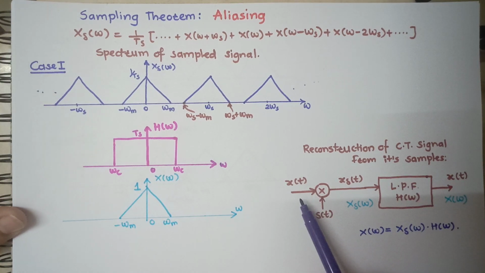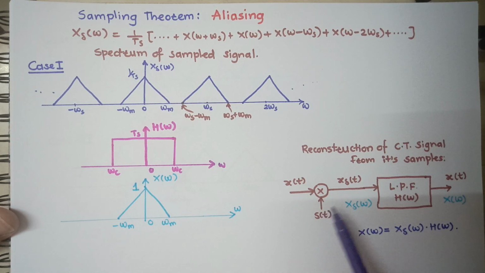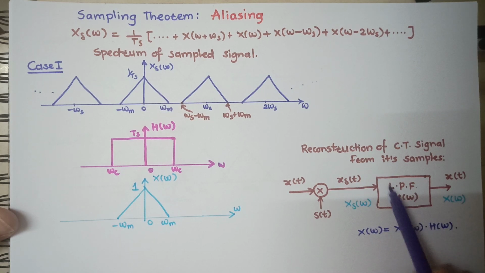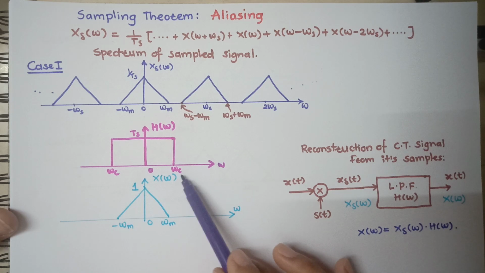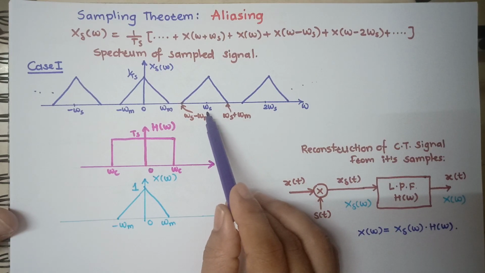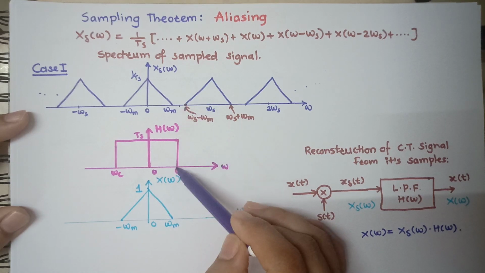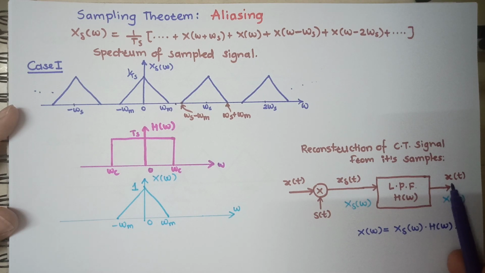Reconstruction of continuous time signal from its samples. So we have seen this process of multiplying x of t with s of t. Here we get the sampled version of the signal, x del of t. x del of t is the sampled version, after passing it through a low pass filter h of omega with cutoff frequency omega c. Omega c's value is omega s divided by 2, sampling frequency divided by 2, so it is in the middle here. So we get this continuous time signal x of t here.